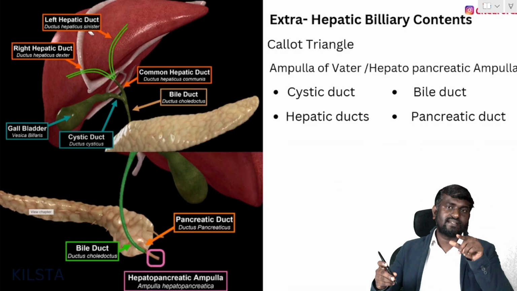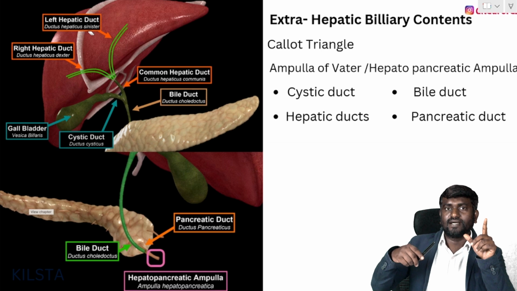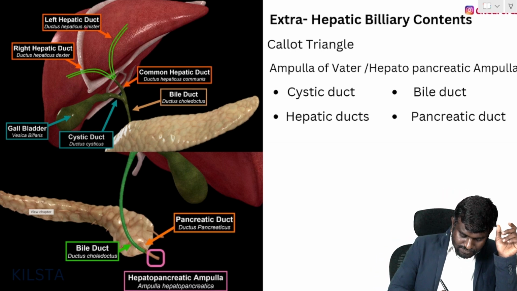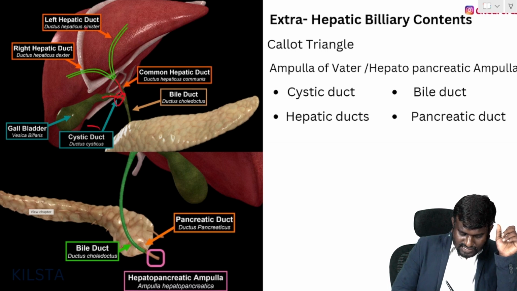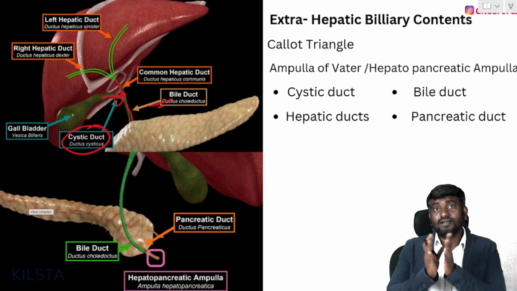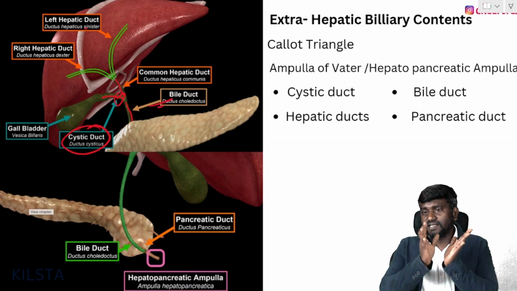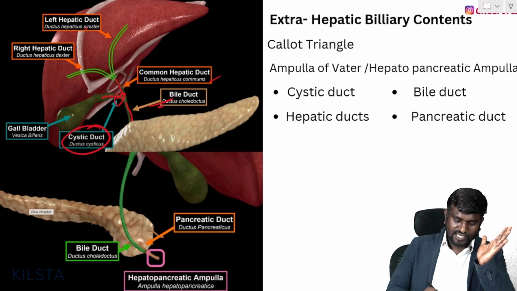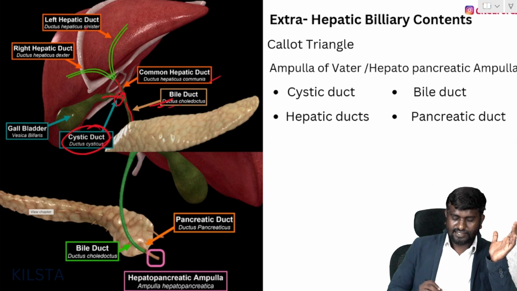Let's look into the extrahepatic biliary contents. We have just known the right hepatic and then the left hepatic duct. It gives rise to the common hepatic duct, which is going to be here. Yes. And then here is going to be the gallbladder just above here. This is going to be called as what? The cystic duct. And then here we have the bile duct. Let's focus. Right hepatic, left hepatic, common hepatic duct, and then we have the cystic duct and the bile duct.